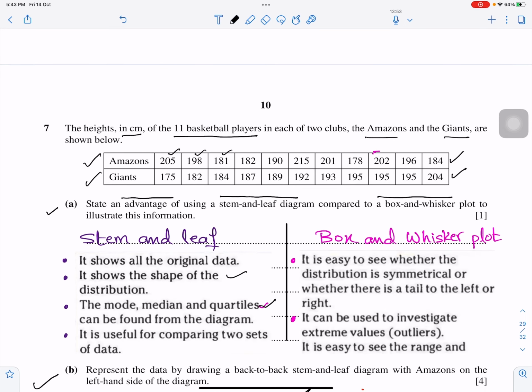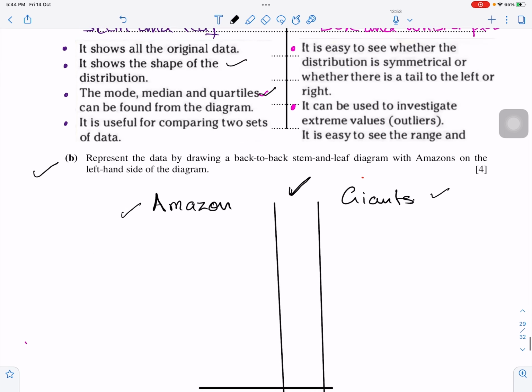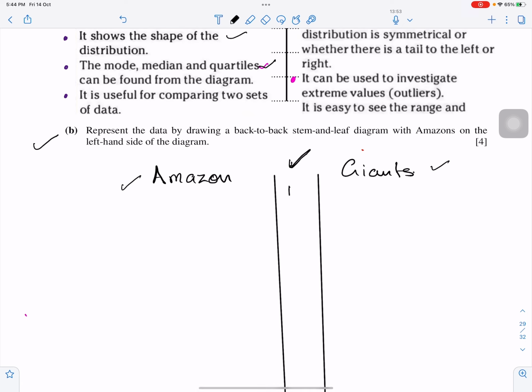For example, if I look at Amazon, 205, 198, and keep looking, I am reading the hundreds and tens, like 20, 19, 18, 18. I'm looking for the smallest. The smallest is 17. In this one also, 17 is the smallest. I'm just leaving the units behind, reading tens and hundreds. So 17 is the smallest and the highest is 21. So in this stem, I can write 17, 18, 19, 20 and 21.